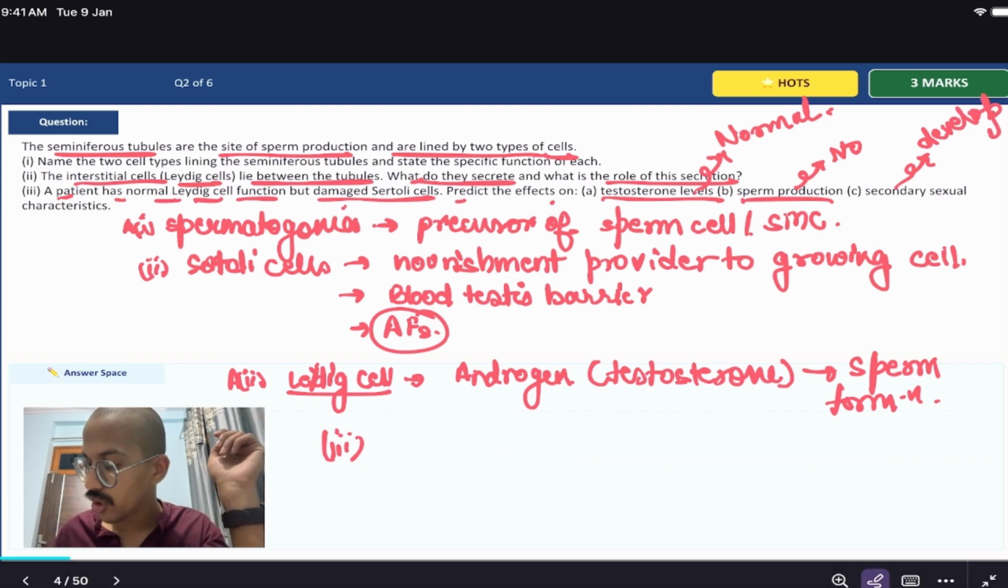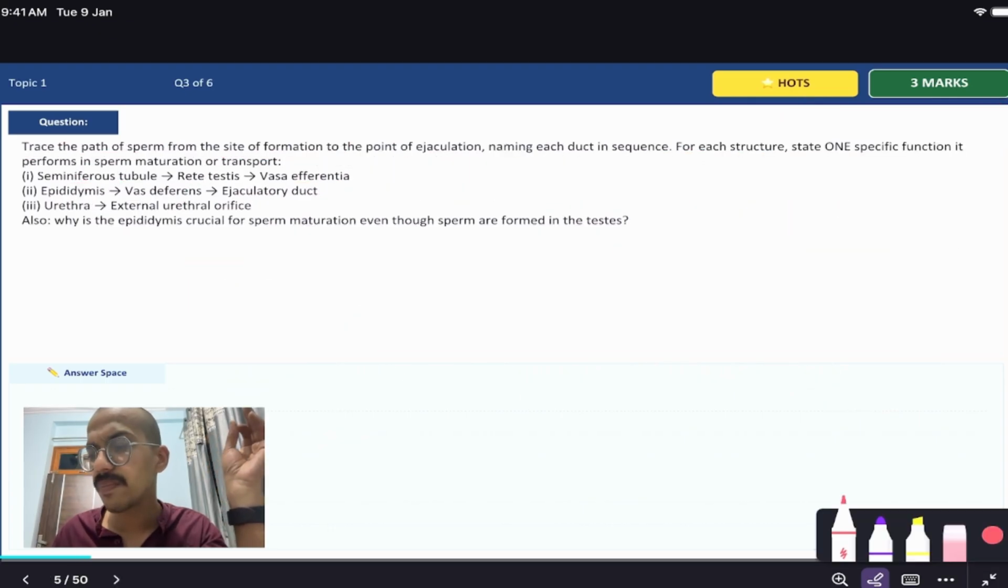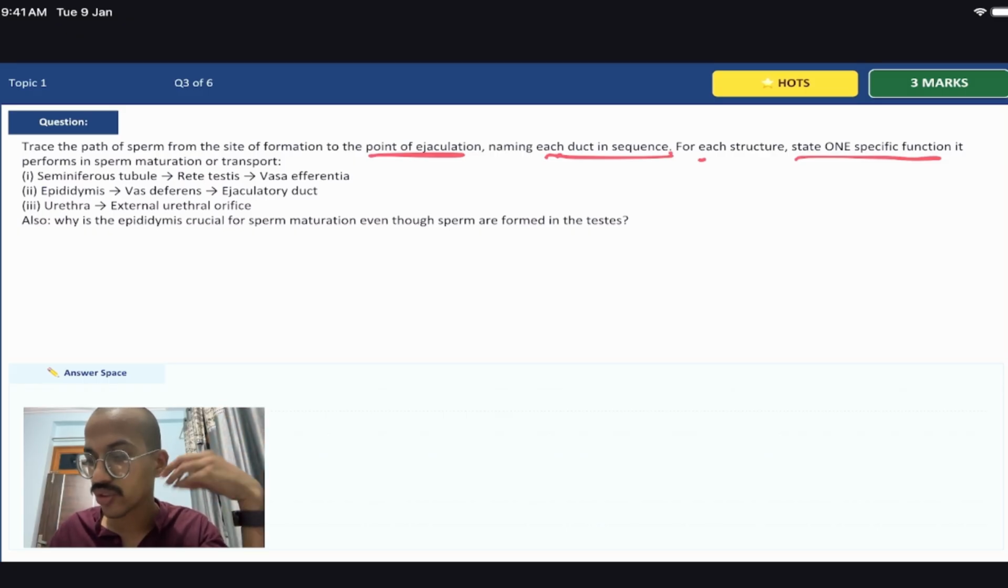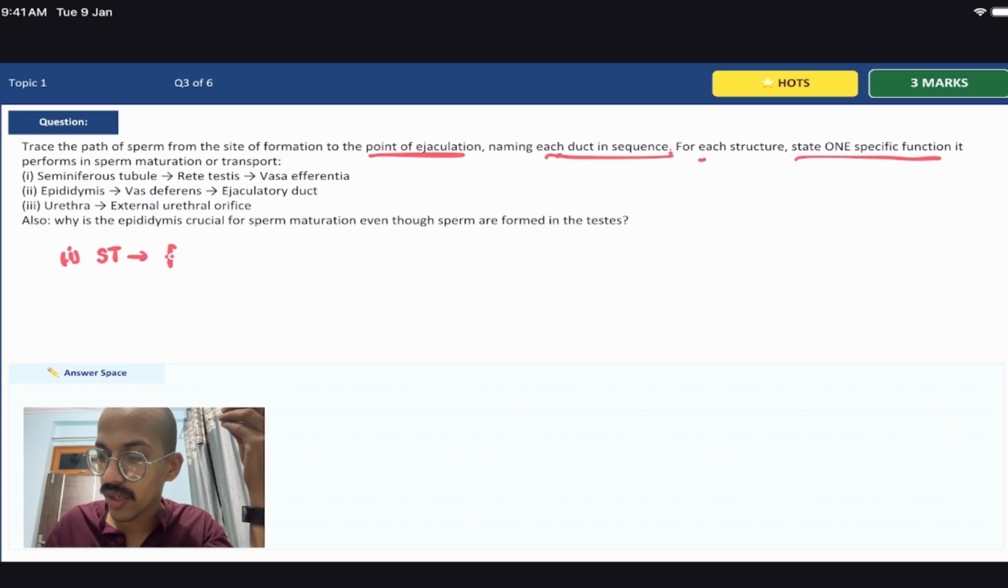Moving on to the next one. Trace the path of the sperm from the site of formation to the point of ejaculation, naming each duct in sequence. For each structure, state one function it performs in sperm maturation and transit. They have given the track over there, and then you have to tell it. So first one, seminiferous tubule. Here the sperm formation takes place.